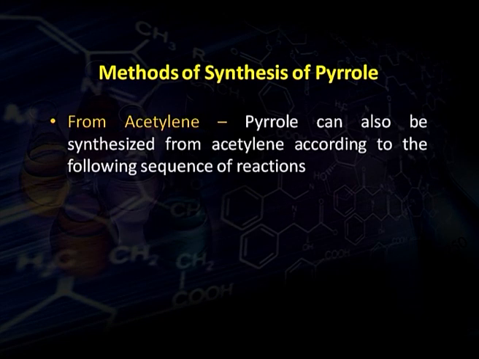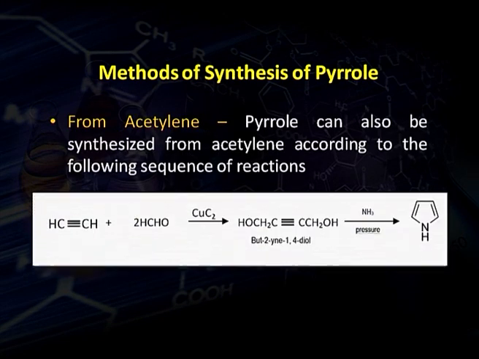In the second method, acetylene, when treated with formaldehyde in the presence of copper carbide, gives an intermediate, but-2-yne-1,4-diol, which under pressure reacts with ammonia to give pyrrole. This is also used in the laboratory.